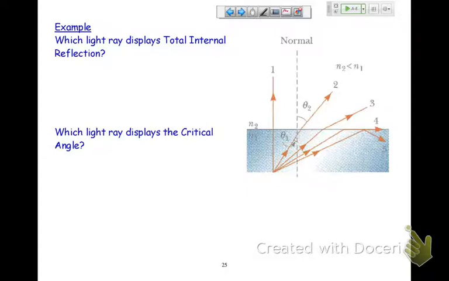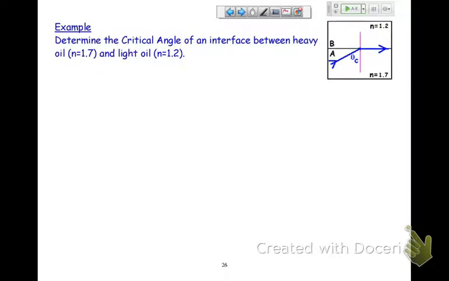So questions. Which ray displays total internal reflection? Is it 1, 2, 3, 4, or 5? It's 5. And then which ray displays the critical angle? That's 4. Yeah? Cool. Know those terminology. Determine the critical angle of the interface.